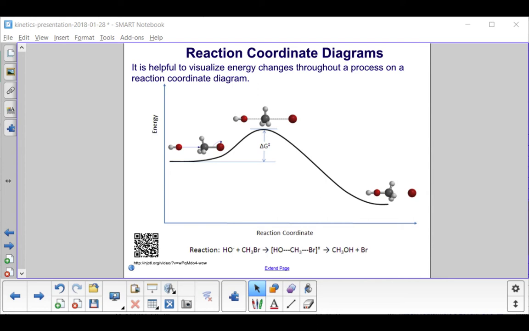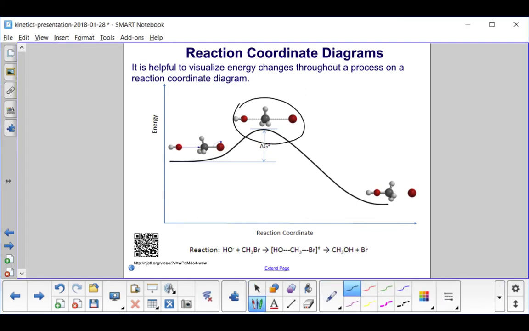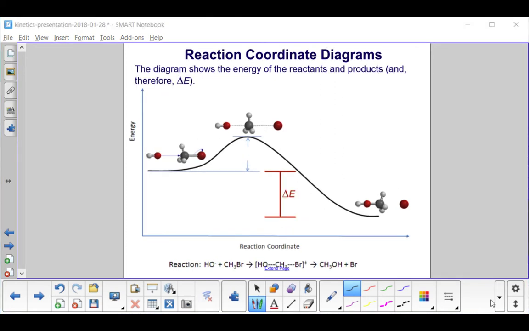It is helpful for us to visualize energy changes and what's happening throughout a process on what's called a reaction coordinate diagram. This is a reaction coordinate diagram for the reaction shown at the bottom, where we start with HO- and CH3Br, and then at the top we have this transition state of HOCH3Br, and then finally our two products, CH3OH and Br-. The diagram shows the energy of the reactants and the products.